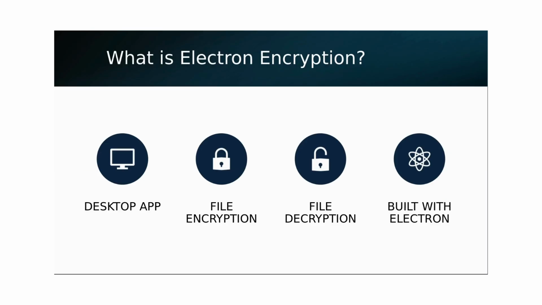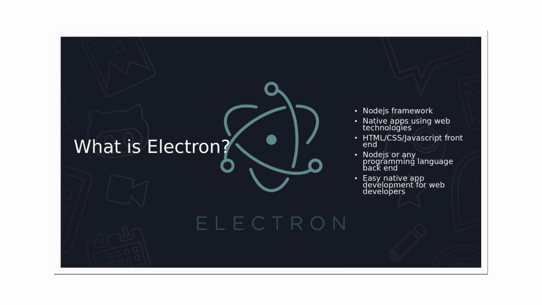What is Electron Encryption? It's an app that encrypts and decrypts files, and it is made with the Electron framework. What is Electron? It's a Node JavaScript framework, and it basically allows web developers to use the same technologies they use in web development to create native apps that can be installed on desktops.